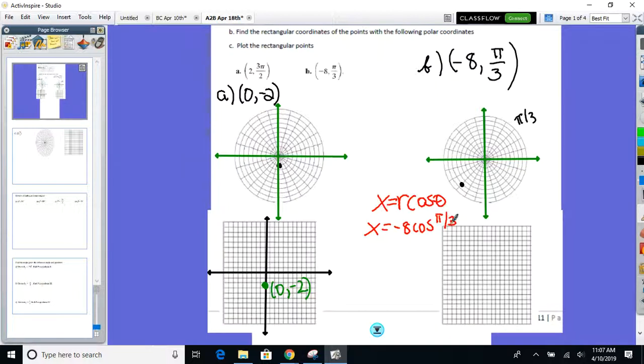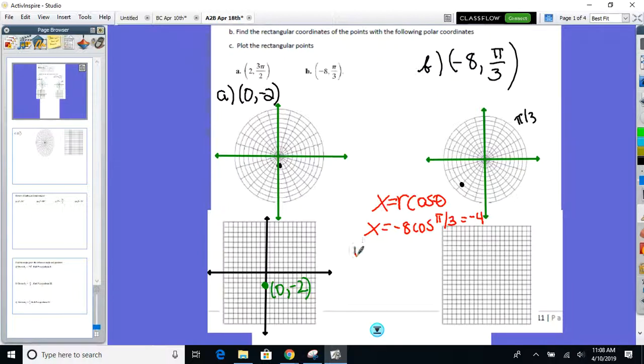-8 times the cosine of pi over 3. And if you guys are in degree mode, what would you plop in your calculator? Pi over 3? Come on, it hasn't been that long. 60. 60 degrees. So in your calculator, -8 cosine 60. And what do we end up with? 4 or -4? -4. All right, so my x coordinate's -4.